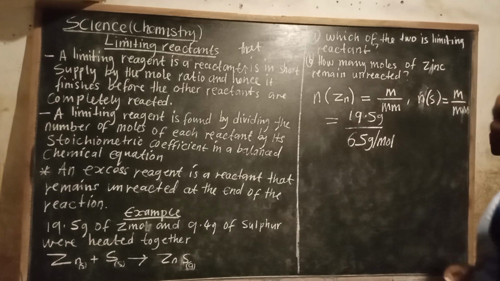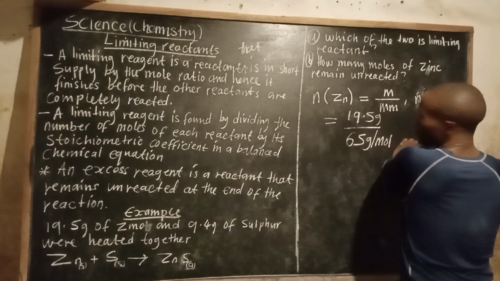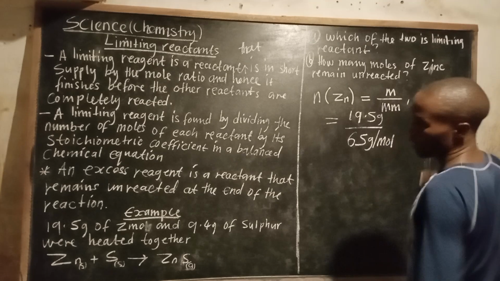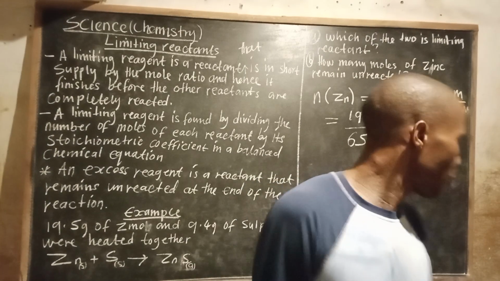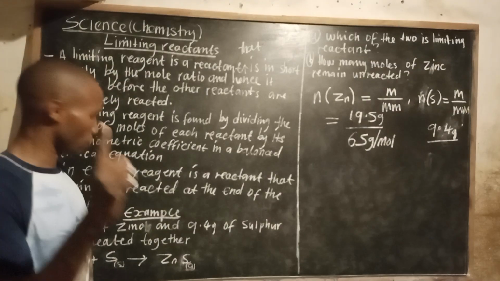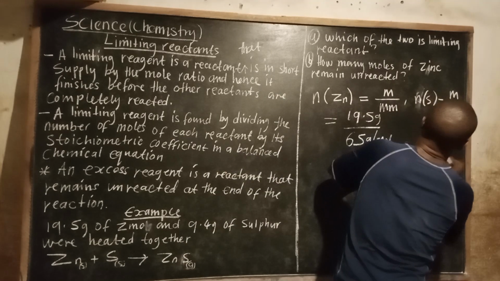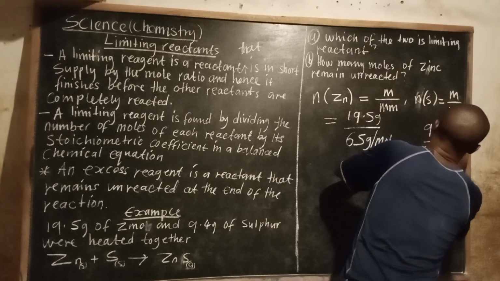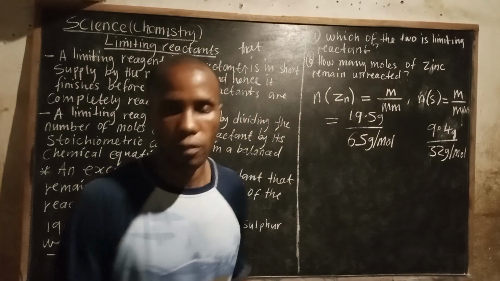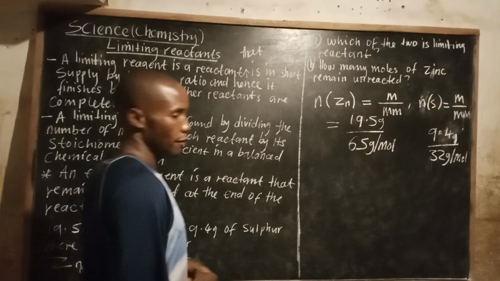The mass we are given is 9.4 grams. Then over the molar mass, the mass number for sulfur on the periodic table is 32. So how many atoms of sulfur do we have here? There is only one. So 1 times 32, the answer is 32 grams per mole. Okay. So now from there, we can do the calculations.